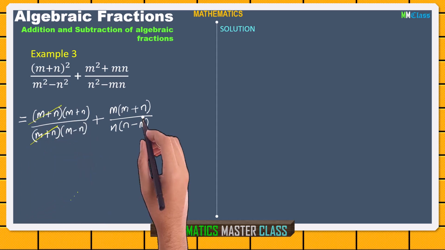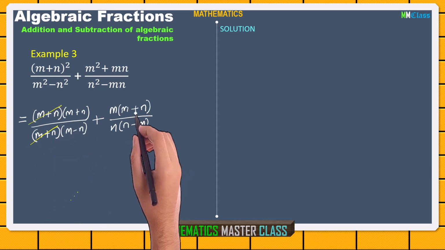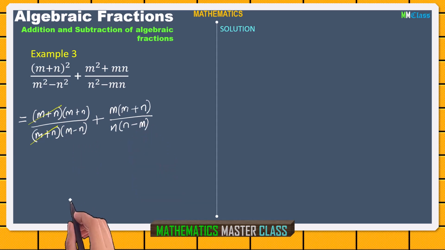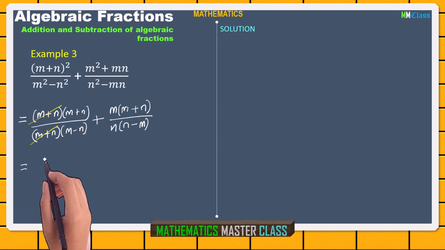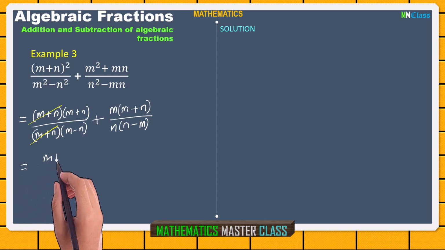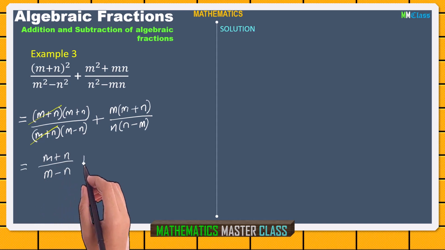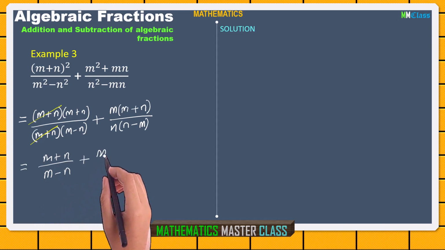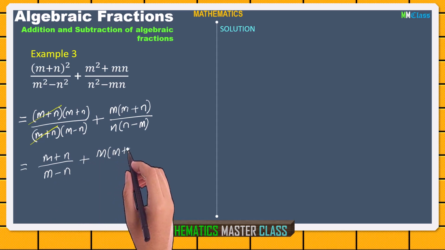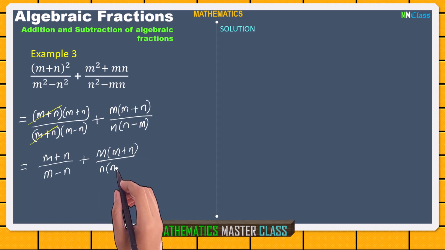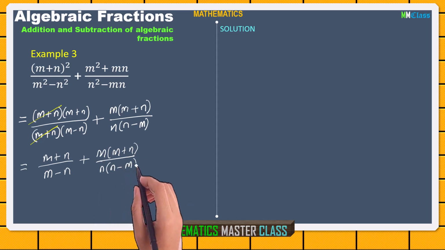Then, do we have anything common here? No, there is nothing common here to cancel. So we will now rewrite the fraction as (m plus n) all over (m minus n), plus n(m plus n) all over n(n minus m).